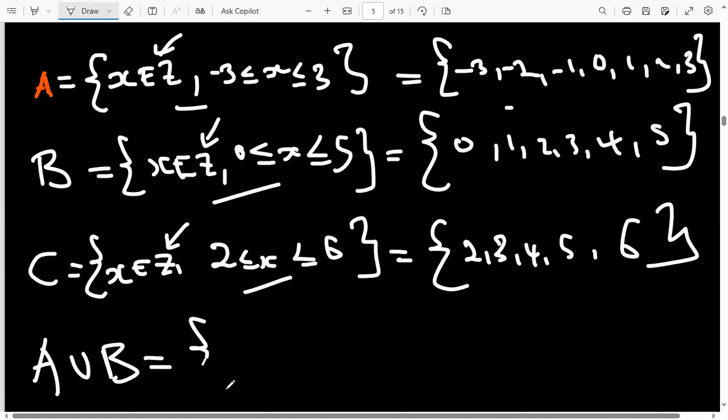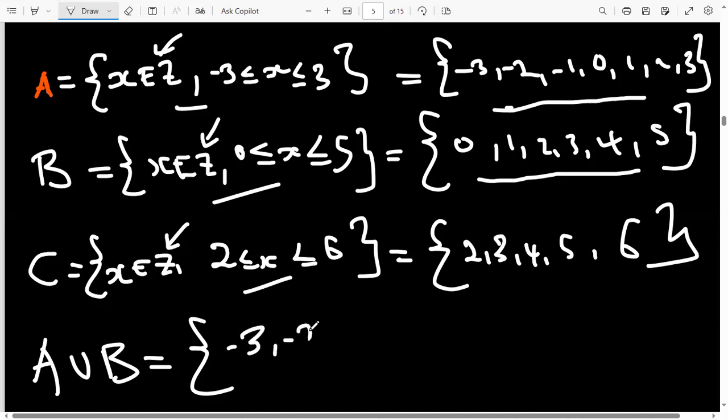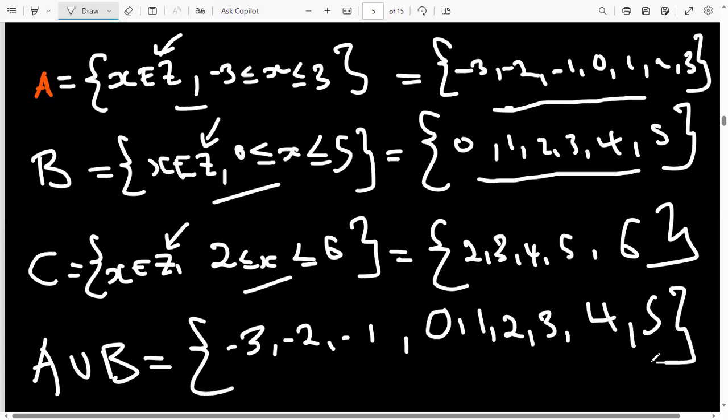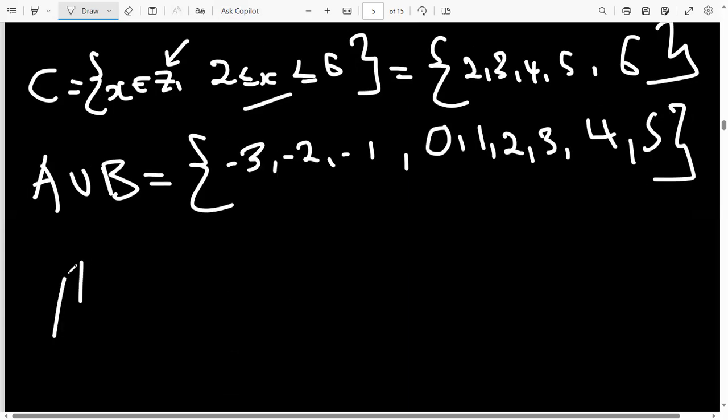So A union B, what will it contain? It will contain all the elements that are in B and all the elements that are in A without repeating any element. The lowest element I can see is -3, so I'll write -3, -2, -1. Then 0 is in both sets, but I'm just going to write it once. Even the 1, it is in both. 2, it is in both. 3, it is in both. And then 4, and then 5. So this set here will be my A union B.